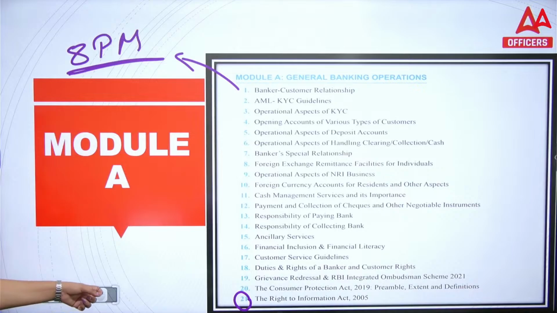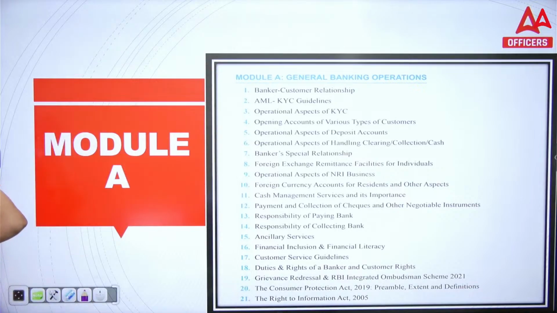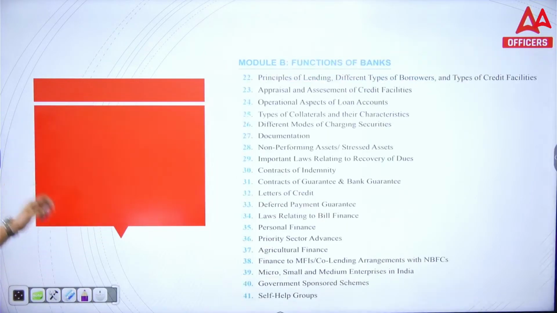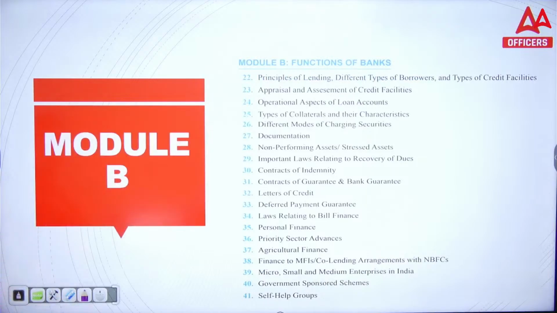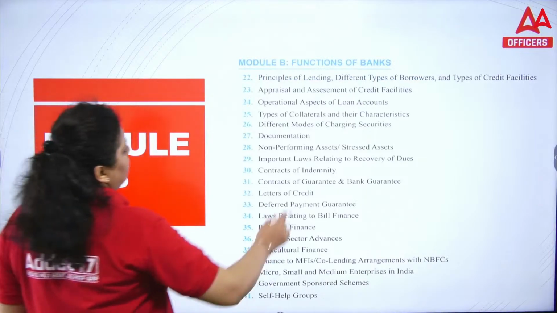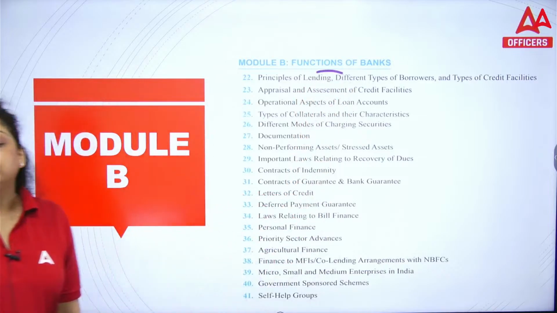So this is module A, which covers general banking operations. It talks about the general operations that banks perform. The second one is module B, and you can see module B is the functions of banks. It also has a huge number of units in it.